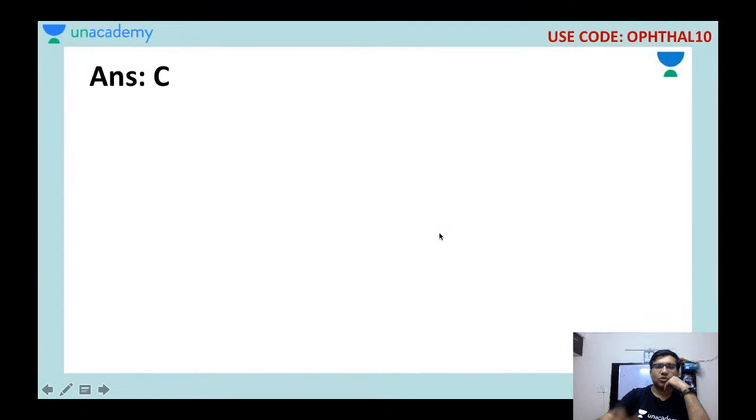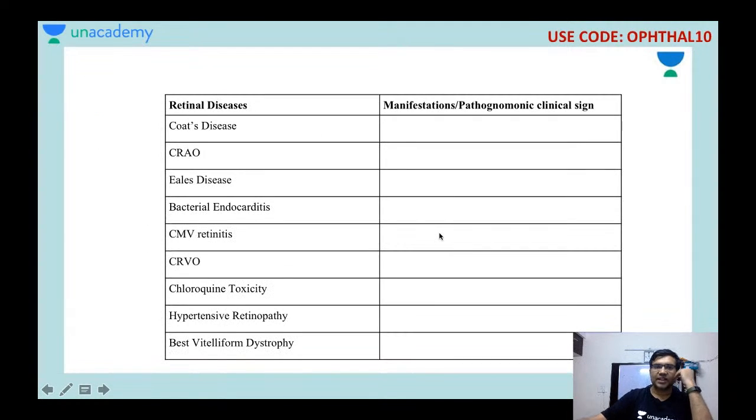So first is Coats disease. What is there in Coats disease? Coats disease is a type of vasculitis and it is seen in the first decade of life. A patient would present with leukocoria, a pink leukocoria, and these patients have special vessels around the optic nerve head. These are called telangiectasias. So in Coats disease, we see telangiectasias.